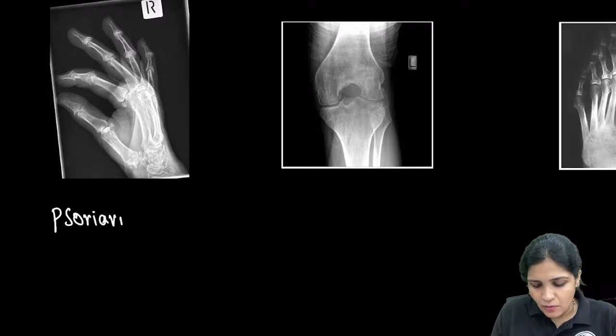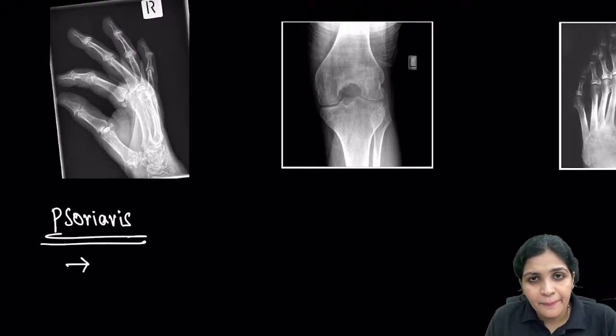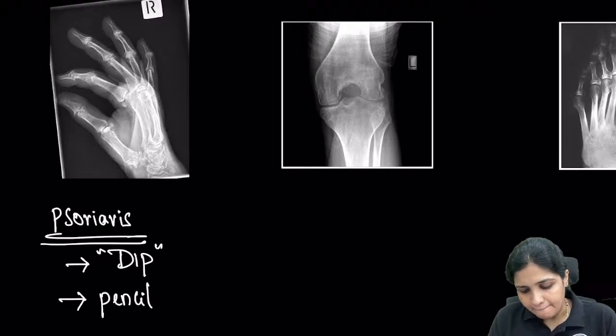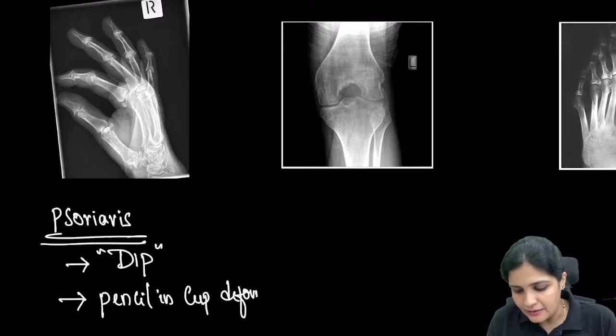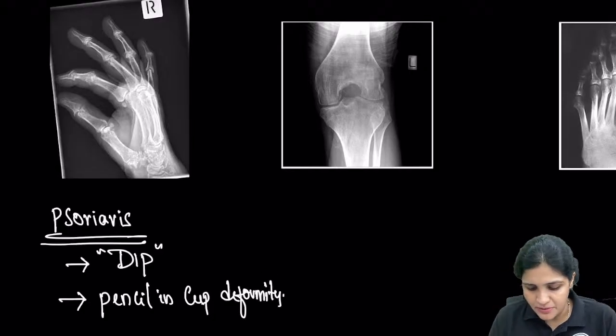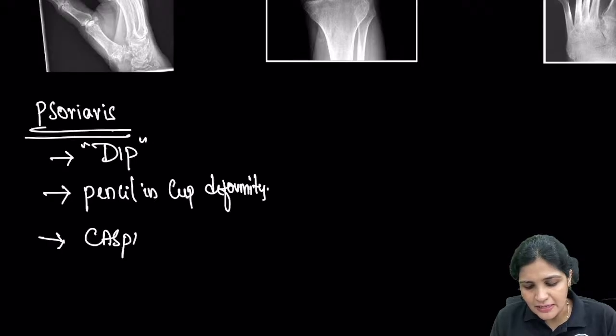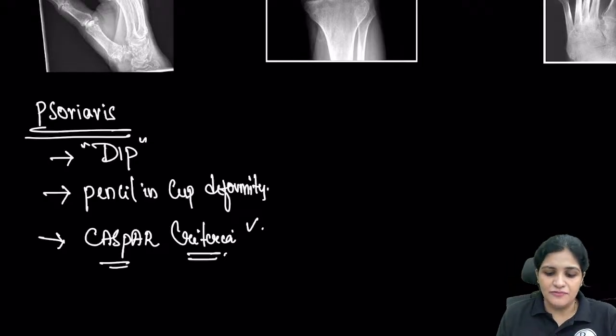Psoriasis. What is the peculiar feature of the psoriasis? What joint is involved usually? Distal interphalangeal. Yes, distal interphalangeal joint, that is involved. And what is the appearance which we see on the X-ray? Pencil cup deformity. Very good. Pencil cup deformity. What is the criteria which is usually used in your psoriasis? CASPAR criteria. CASPAR criteria. This you have to remember.